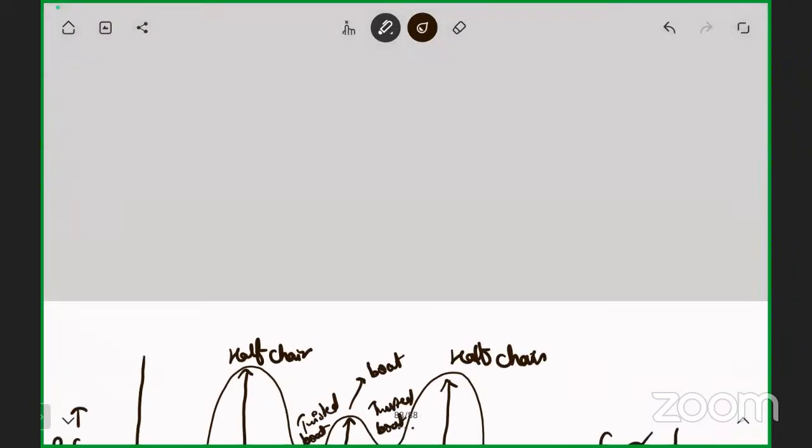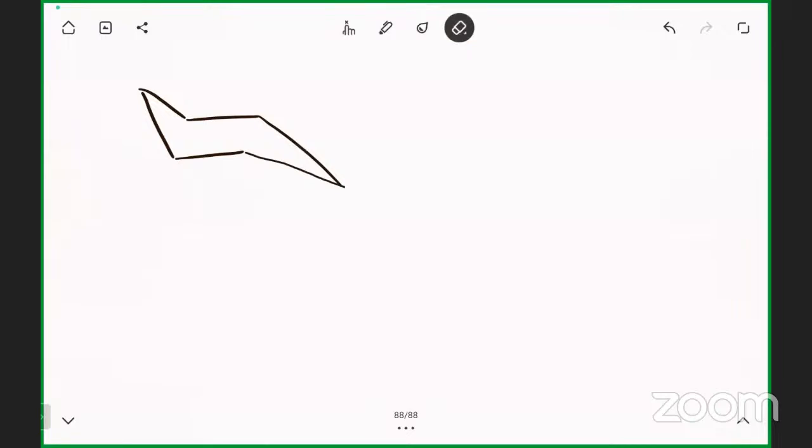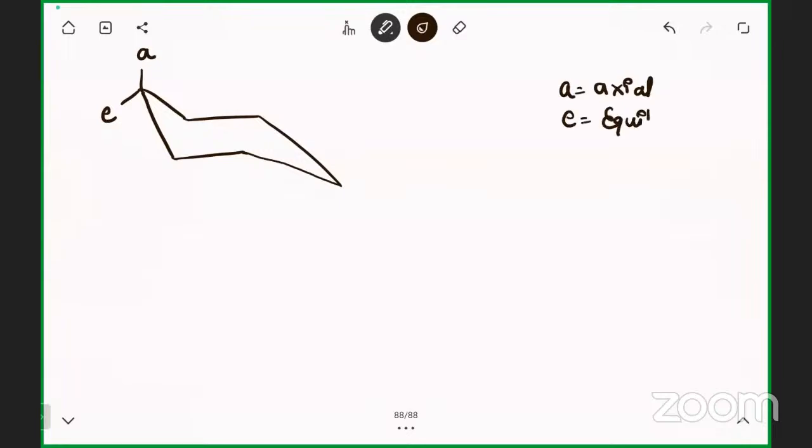Last thing is the bonds. If I make the chair form, just see the positions, because later on we'll do the R-S rotation and more of the rotation types and conformation in this particular form. So this one is known as the axial bond. This is called the equatorial bond. Here A represents axial, E represents equatorial. So just remember the position of how I'm making it.